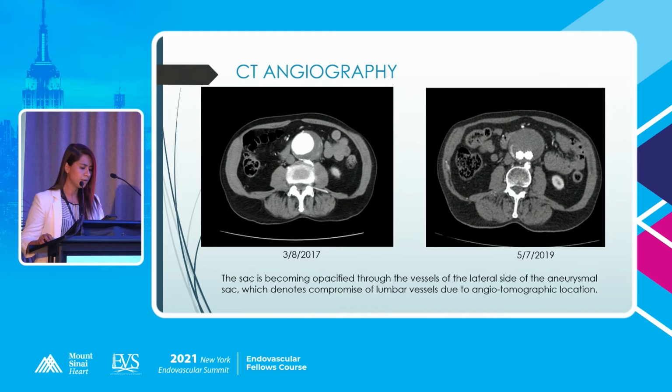In the tomography, we show that the sac is becoming opacified through the vessels of the lateral side of the aneurysmal sac, which denotes compromise of lumbar vessels due to the angiotomography location. Over the guide wire, a 5 French angiography catheter was placed within the endoleak site, and an angiogram of the aneurysm sac was performed to evaluate the region of inflow and outflow of the endoleak.